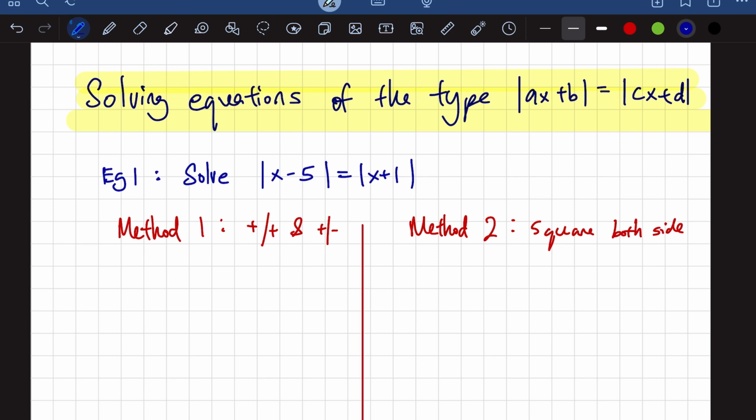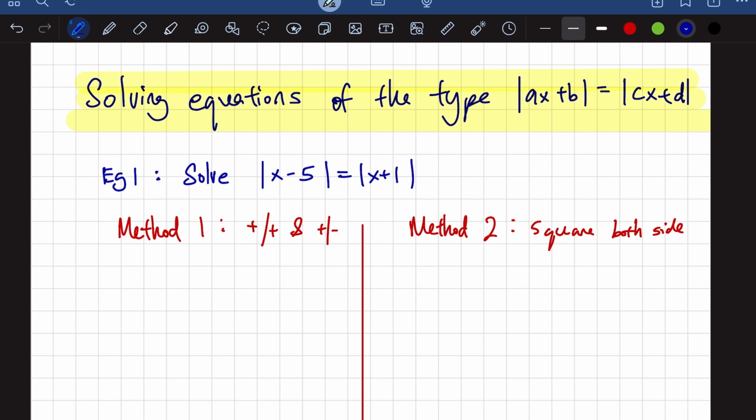Hi everyone. So today we're going to look at solving equations of the type mod ax plus b equals mod cx plus d. Essentially we can solve it via a few methods. We can graph it out and see the intersection, but of course that requires graph paper and accurate graphing. The more common way of solving this kind of equation with two modulus is by the algebraic method. Today I'm going to show you two different methods for solving such an equation.